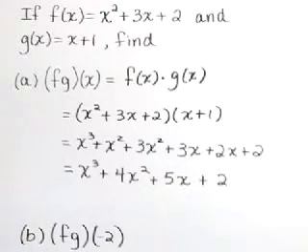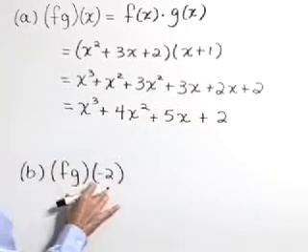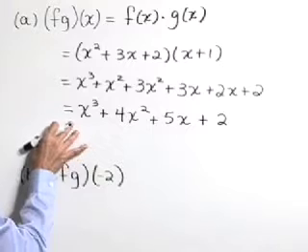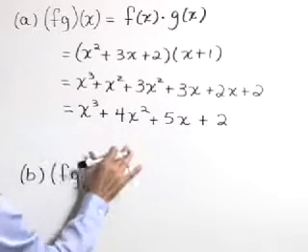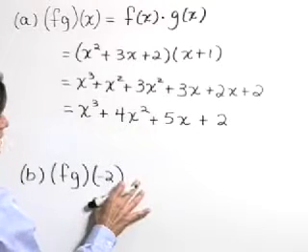Now in part B, which is related to that, we want to find f times g of negative 2. Now since we've already found f times g of x, we can take that negative 2 and just substitute it into that product function for x. So let's go ahead and do that.